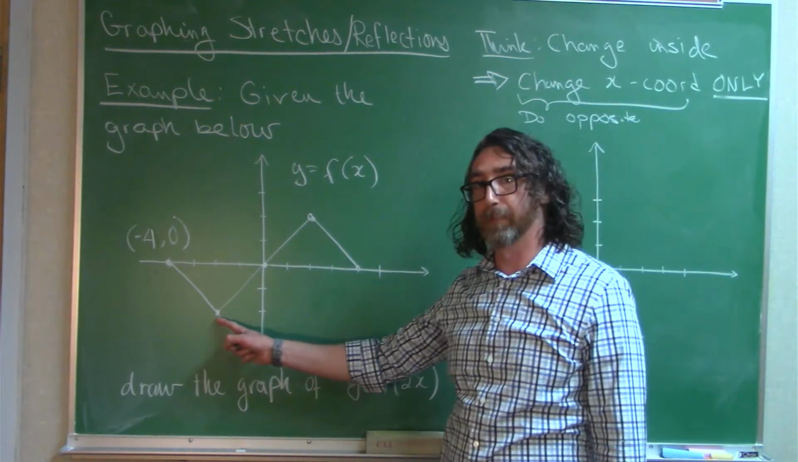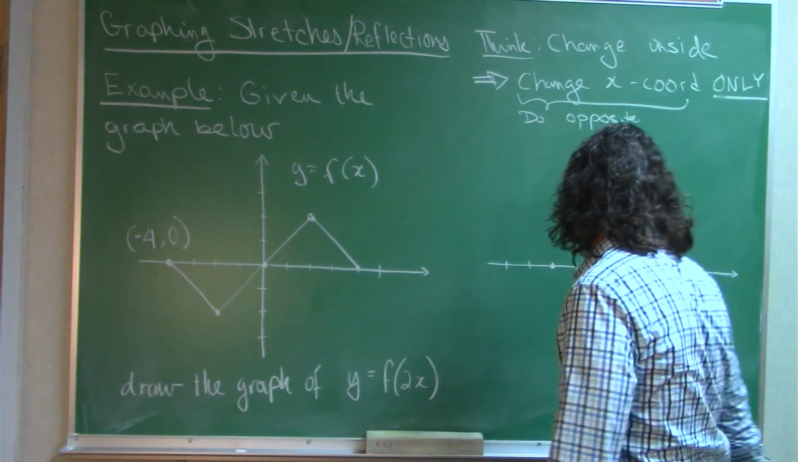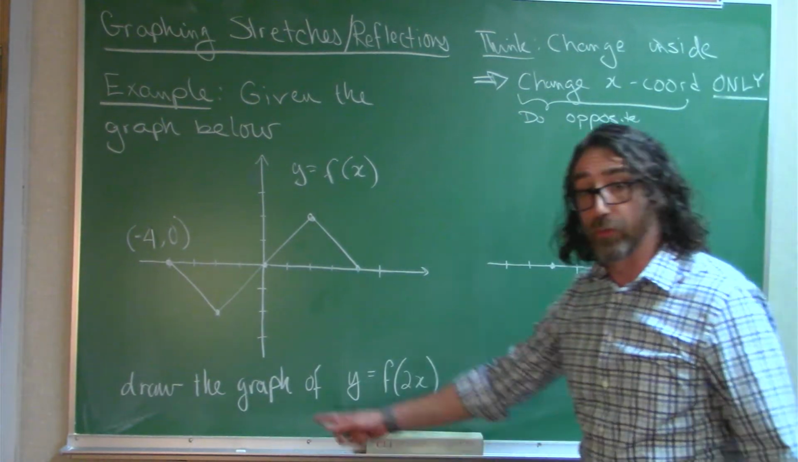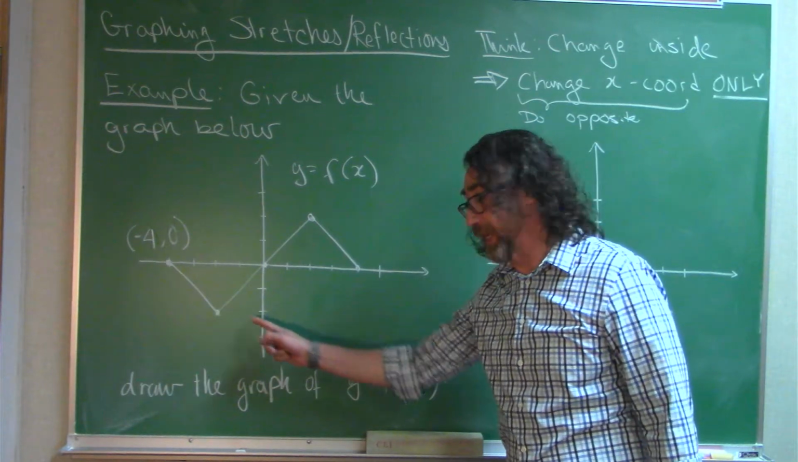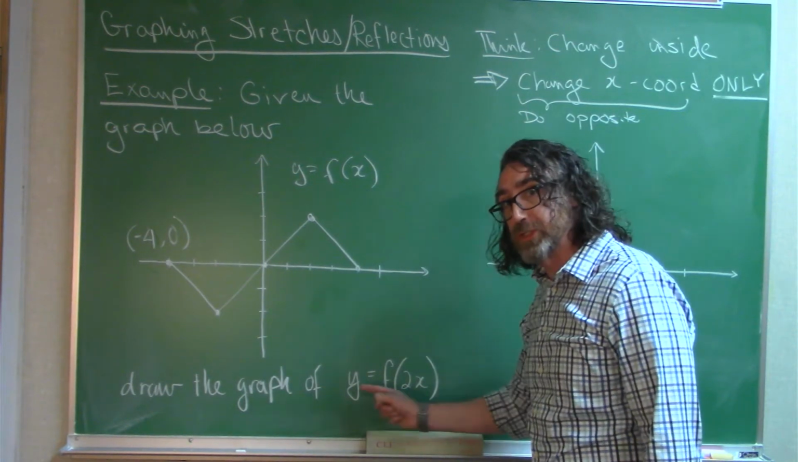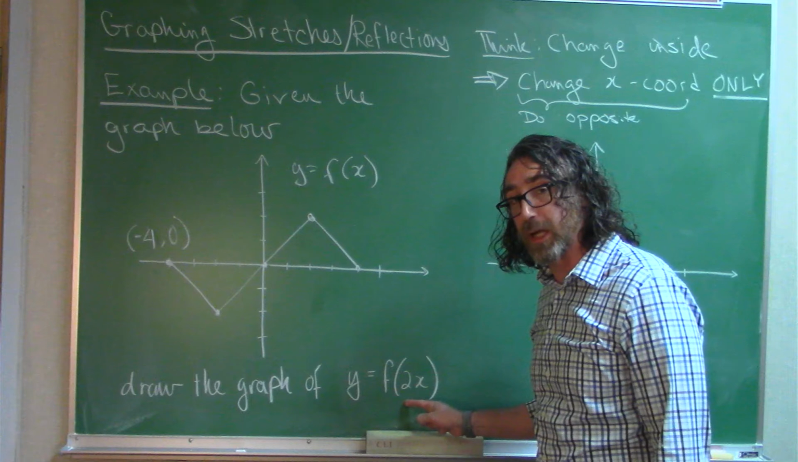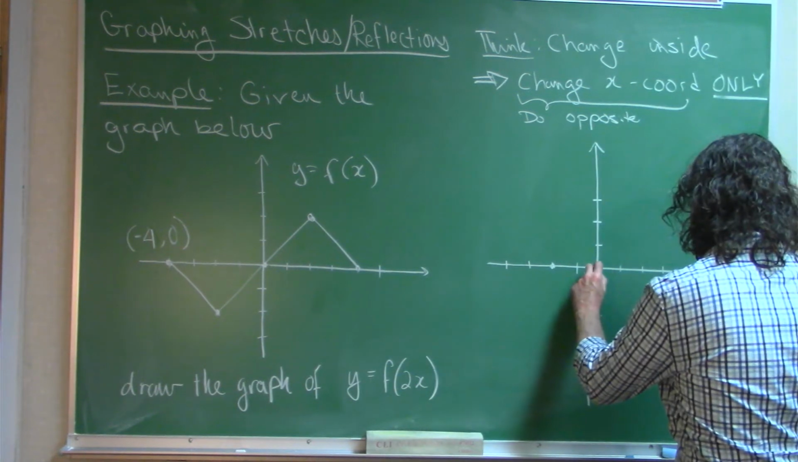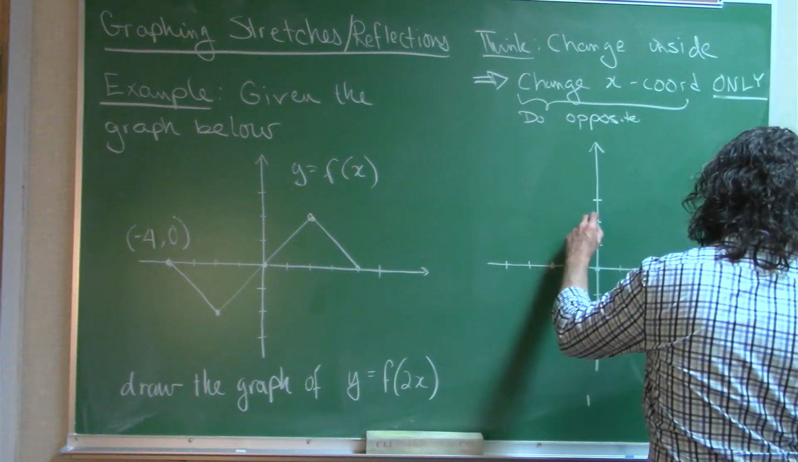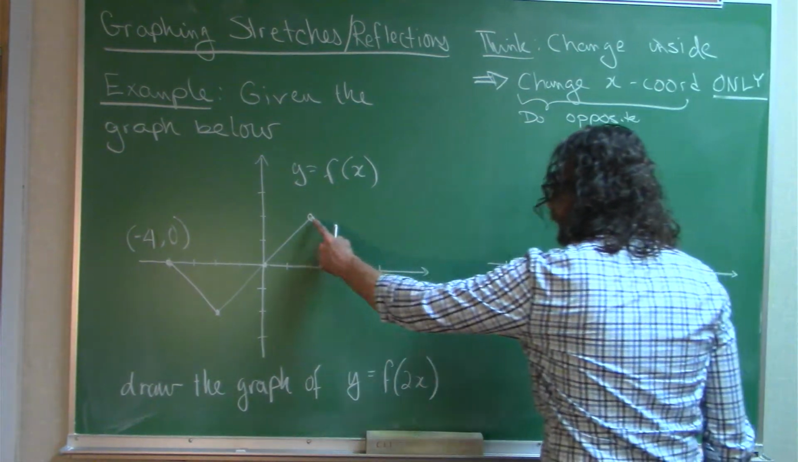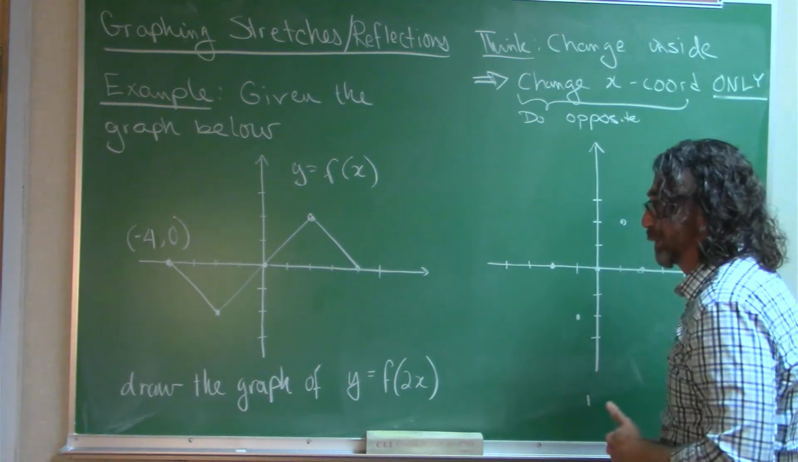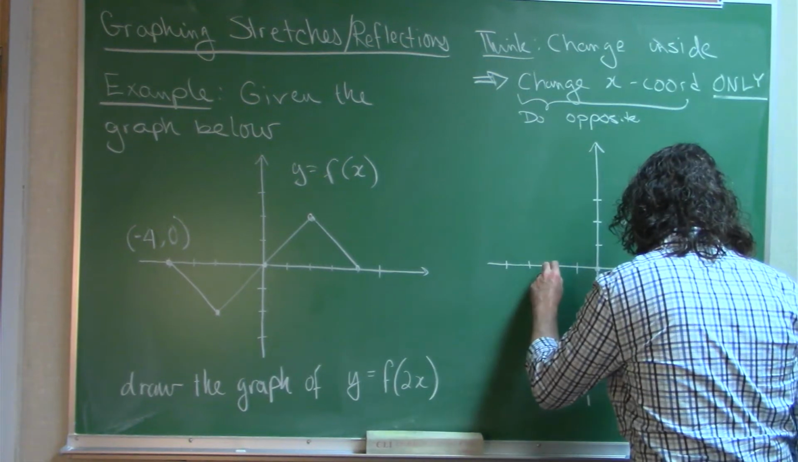Okay, take this guy. Negative 2 comma negative 2. Negative 1 comma negative 2. Notice the y-coordinate remains unchanged. There is no change to the outside. The change is to the inside. So we change x. 0, 0 stays just where it is. This point right here, 2 comma 2 becomes 1 comma 2. 4 comma 0 becomes 2 comma 0.